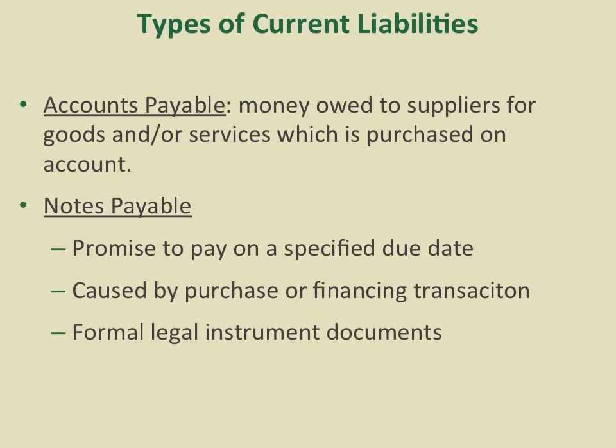Second one, notes payable. Notes payable is a promise to pay on a specified due date and is caused by purchase or financing transactions. The difference between accounts payable and notes payable is that notes payable is a formal legal instrument document, while accounts payable is not. And usually notes payable will have some interest on it, while accounts payable is sort of a free loan provided by the supplier to the purchaser.